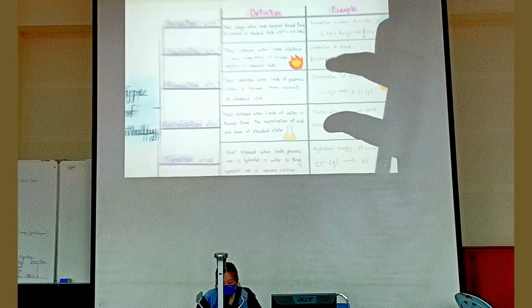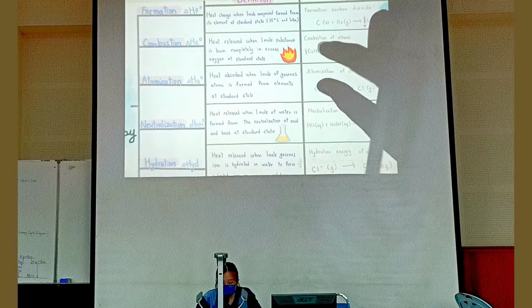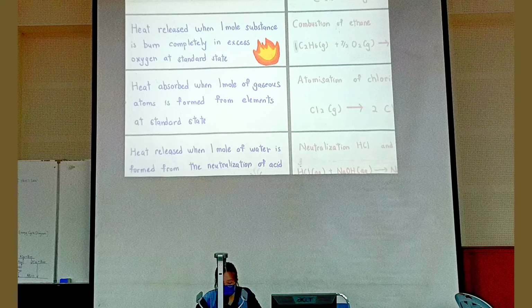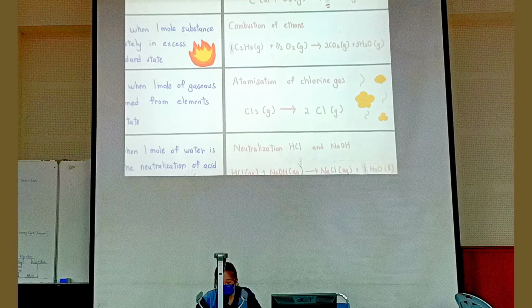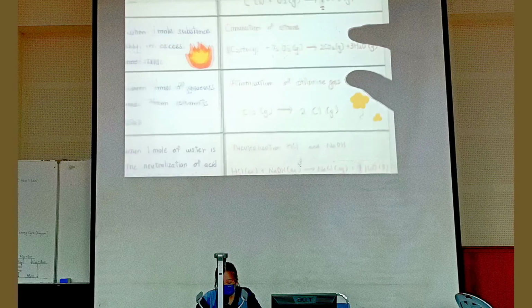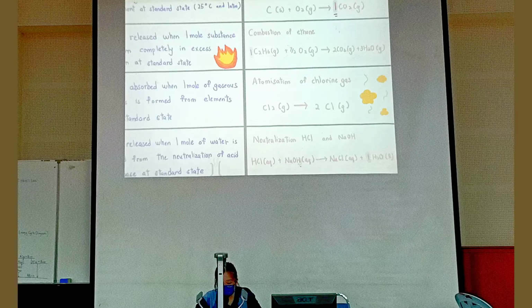The second one is standard enthalpy of combustion. It is the heat released when one mole of substance is burned completely in excess oxygen at standard state. This example is about combustion of ethane. Here, the ethane burns in excess oxygen and forms carbon dioxide and water.